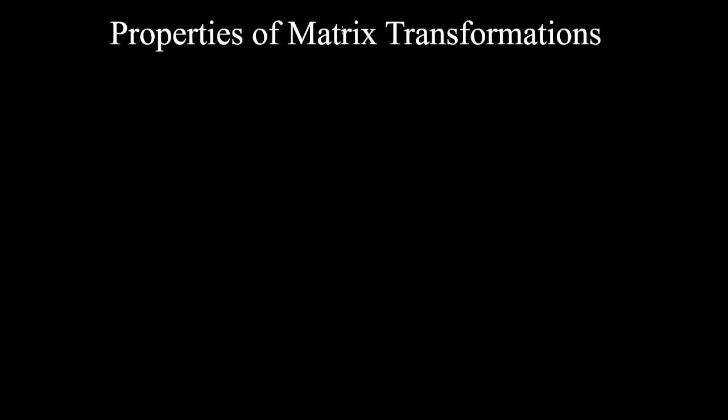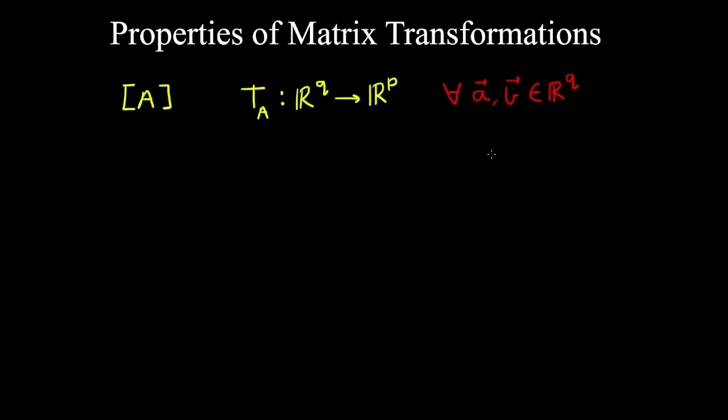Let's look at several properties of matrix transformations. For every matrix A, the matrix transformation from the vector space of Q-tuples to the vector space of P-tuples, where A is the standard matrix for the transformation, has several properties for all vectors A and B in the vector space of Q-tuples, which we're transforming from, and also for every scalar S.